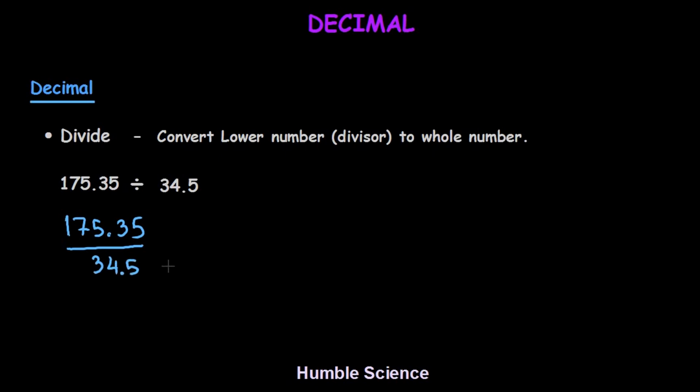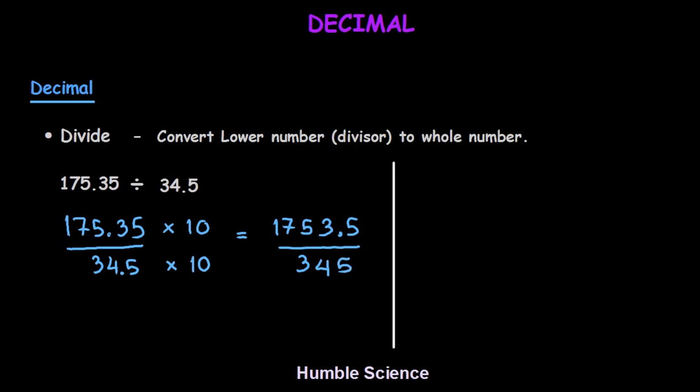34.5. So we will first convert the lower number 34.5 to a whole number, and that can be done by multiplying by 10. So we have to multiply by 10 on the top part too, and that will be 1753.5 over 345. And now we can divide them normally like in regular numbers. We can do long division.